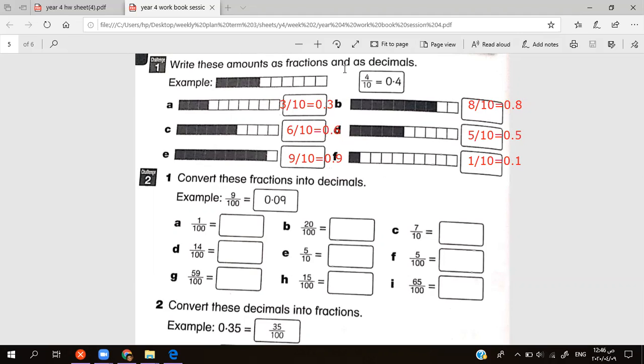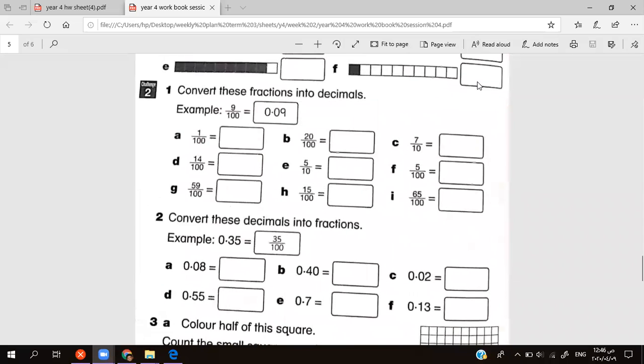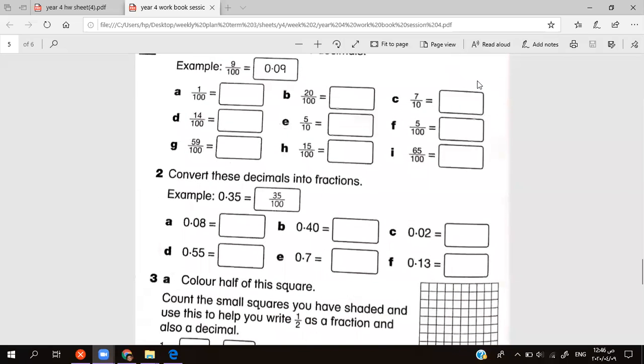Okay? Now let's go to challenge 2. He's saying convert these fractions into decimals. Of course, this is very easy. We already took it in the first term.